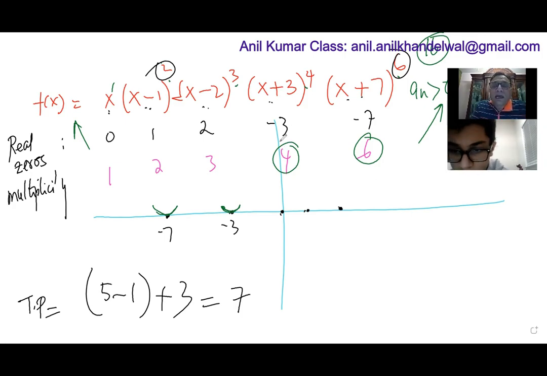Okay. So at minus 3, what is the multiplicity of the 0?